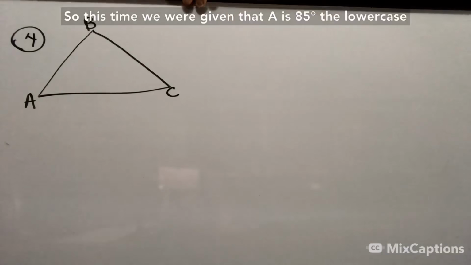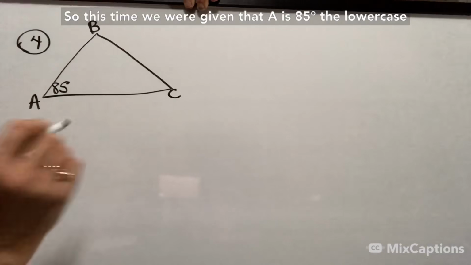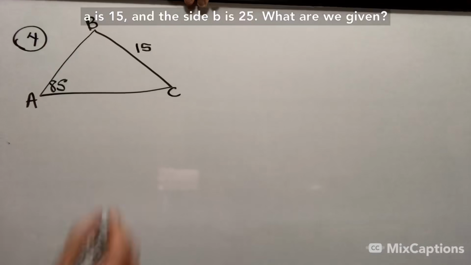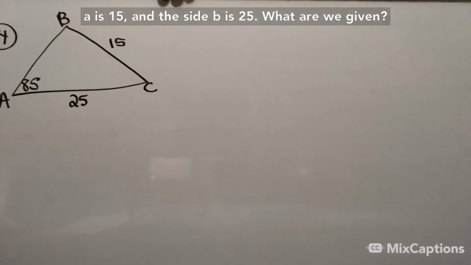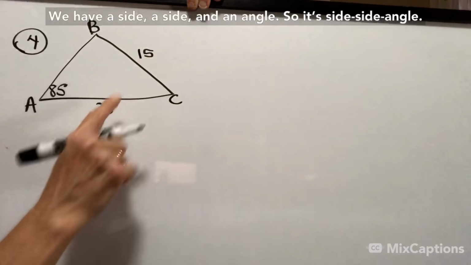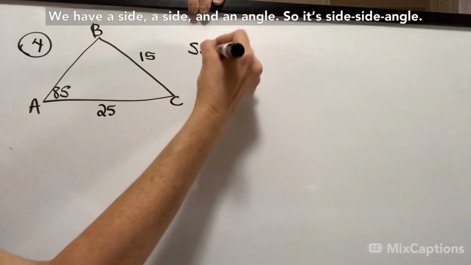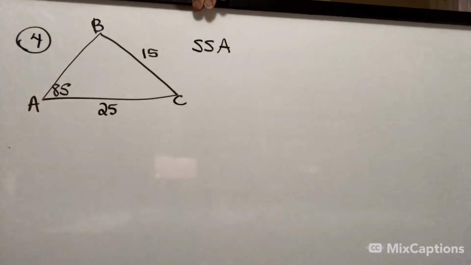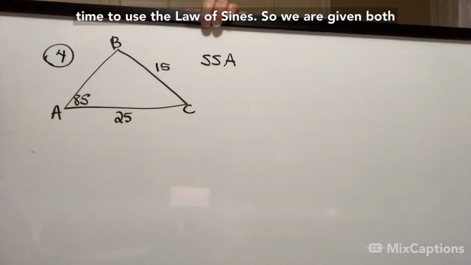So this time we were given that A is 85 degrees, the lowercase a is 15, and the side B is 25. What are we given? We have a side and an angle. So it's side, side, angle. The angle's not in between the two sides, it's over here, so it's side, side, angle. So this would be another time to use the law of sines.